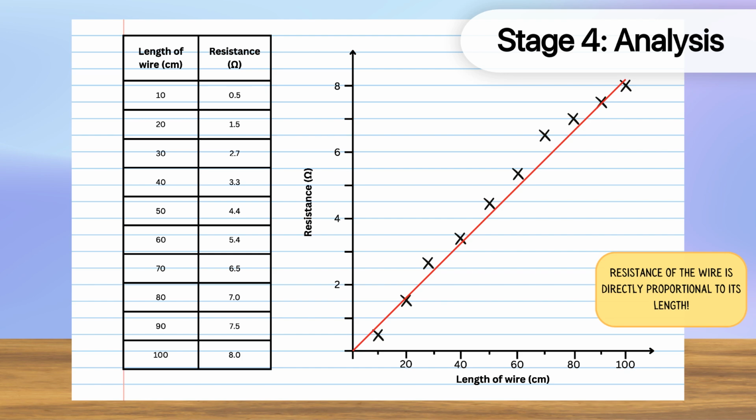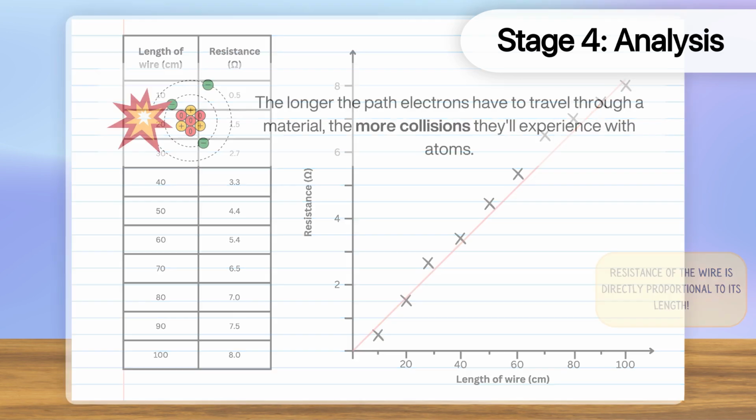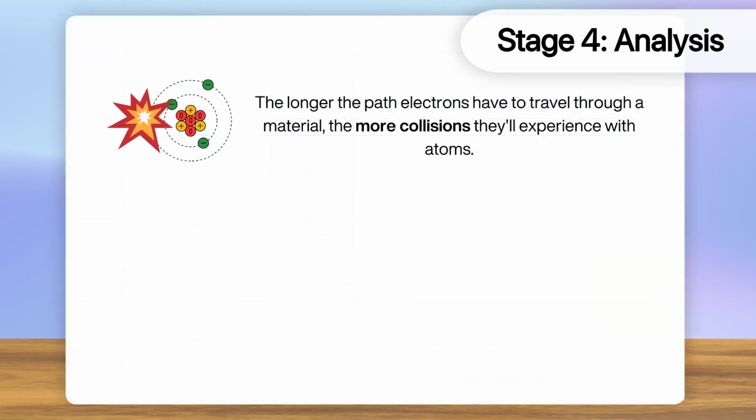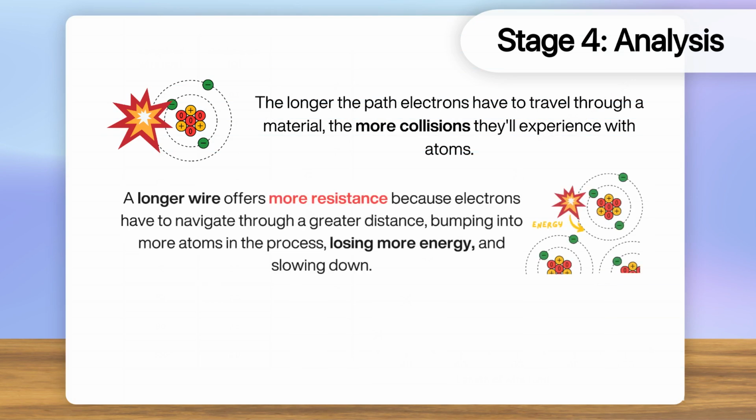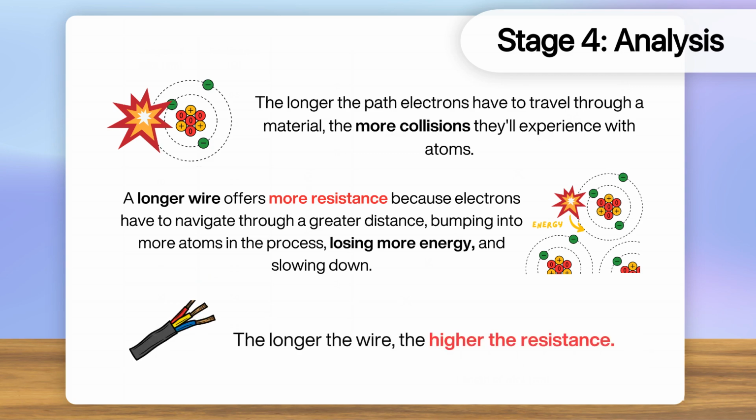This finding is intuitive. The resistance of a wire tells us how much it opposes the flow of electric current. When electrons move through a wire, they collide with the atoms in the wire, which causes resistance. If we increase the wire length, the electrons must travel through more material, which means they will collide with more atoms. This increases the overall resistance. So, a longer wire has more resistance than a shorter one.